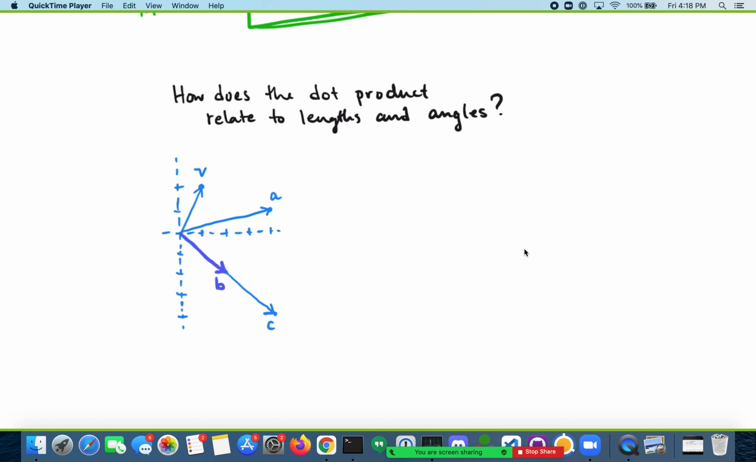Here's our next question. How does the dot product relate to lengths and angles? Okay, so right here, V is 1, 2. Do you see that that's V? It's 1, 2 in my drawing. I didn't have a W, I have an A. A is another vector. It's 4, 1. B is another vector. It looks like it's 2, -2. And C is twice as long as B. It's 4, -4.